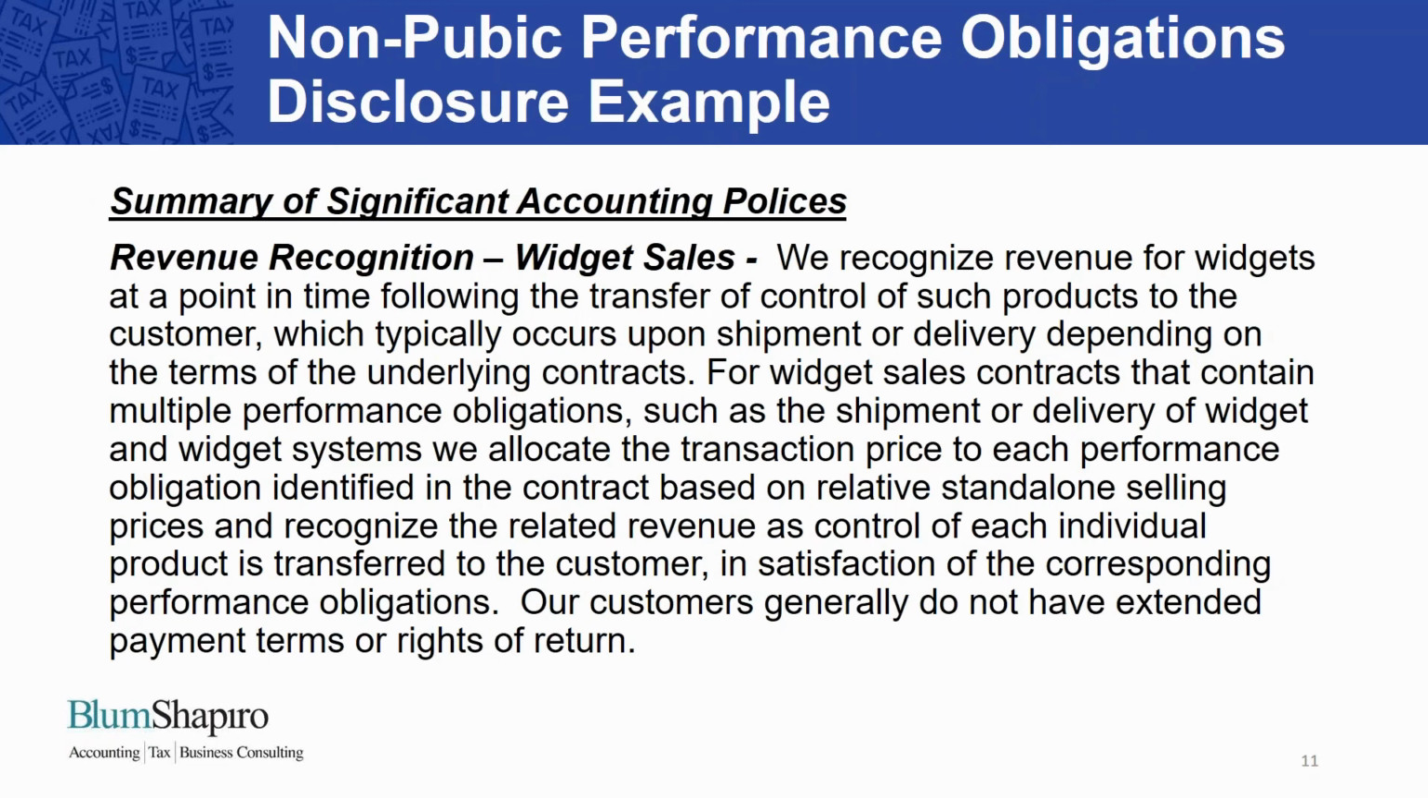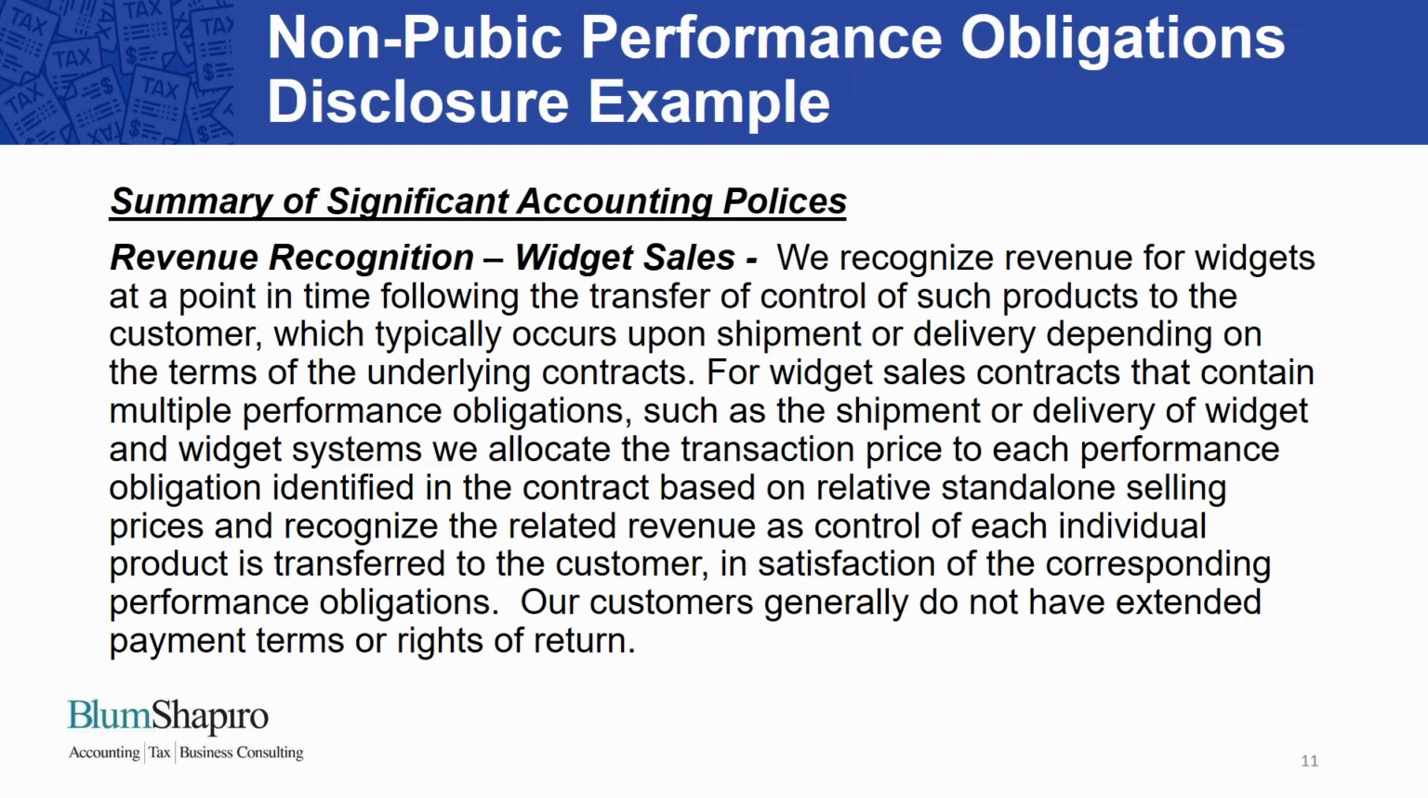So here's an example that would be included under the summary of significant accounting policies. So this example shows really when the performance obligation is satisfied. It goes over the payment terms associated with the performance obligation. Then it speaks to the nature of goods or services that are being delivered and the obligations for returns. I won't read this example. However, the slides will be available for download on the BlumShapiro Revenue Recognition Resource website.